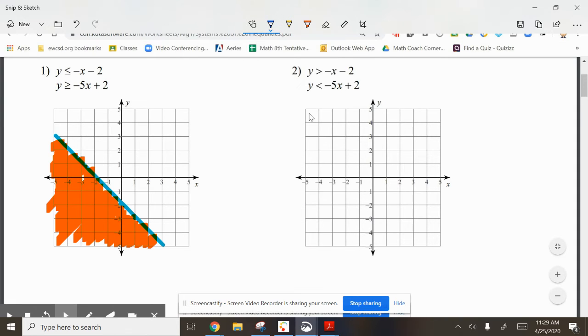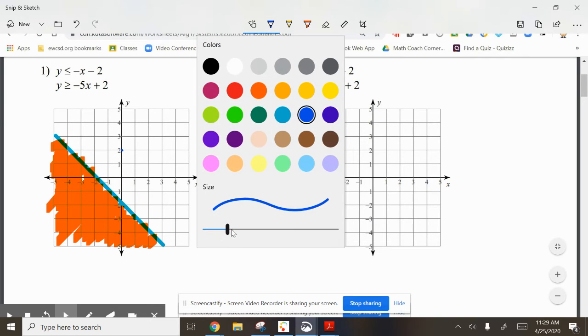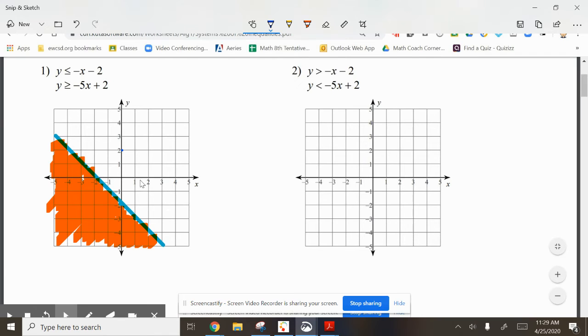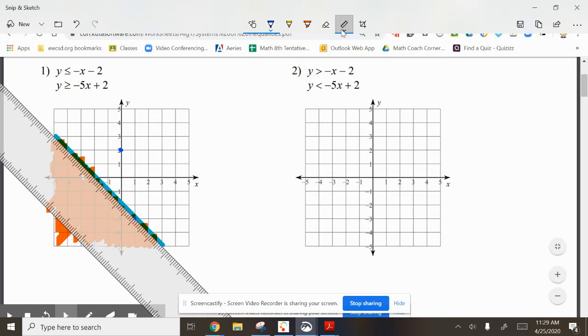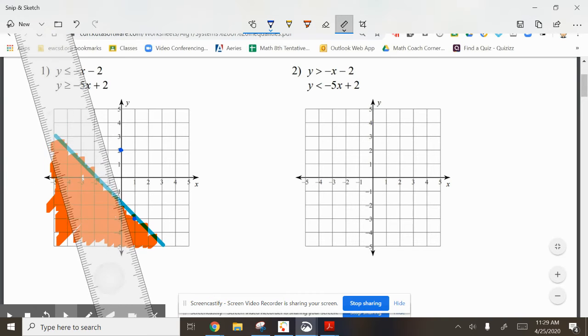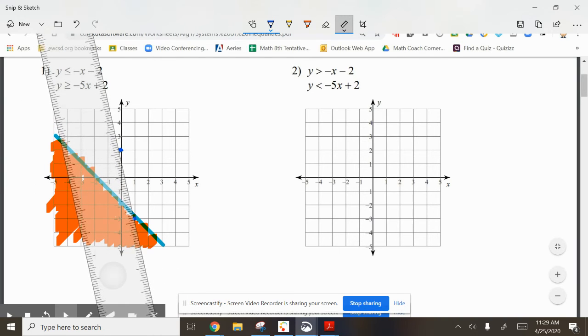And if I say this is +2, and I'll make this bigger. So the y-intercept is +2. And I'm going to go down 5 over 1. Down 1, 2, 3, 4, 5 over 1. All right, I'm going to take out my handy ruler. Graph that.